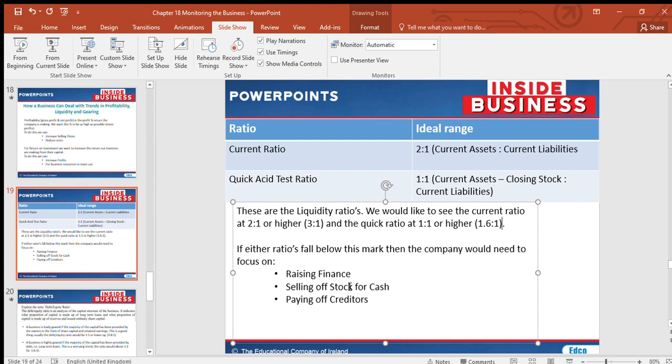So that's another way to improve this ratio, and also by paying off people we owe, because these liabilities are things that are hanging over our heads. This is money that we owe to our creditors. Creditors are people we owe money to, so by paying them off.